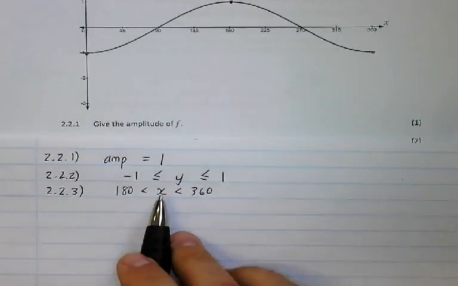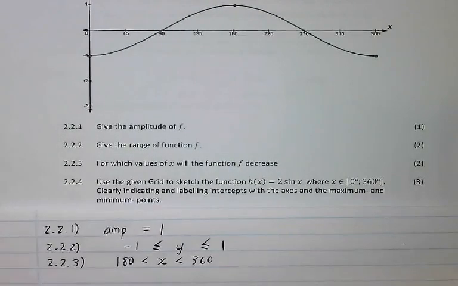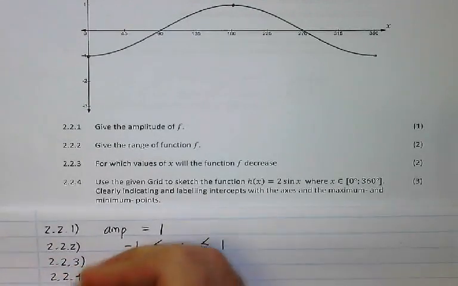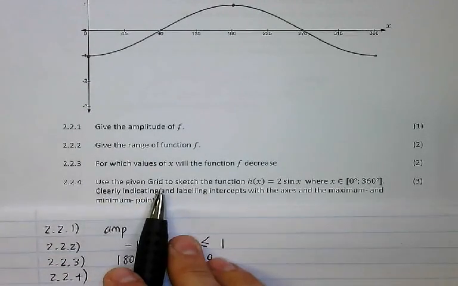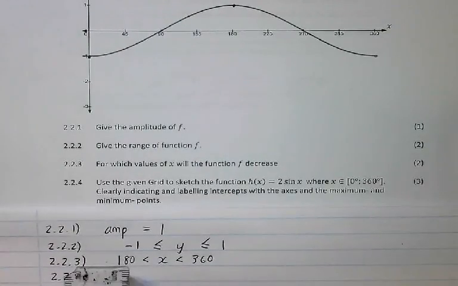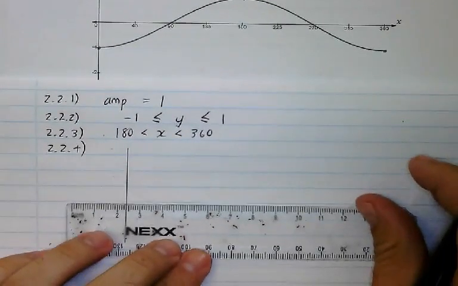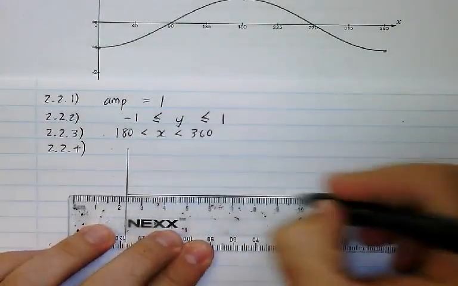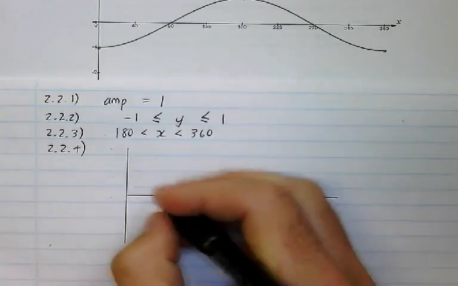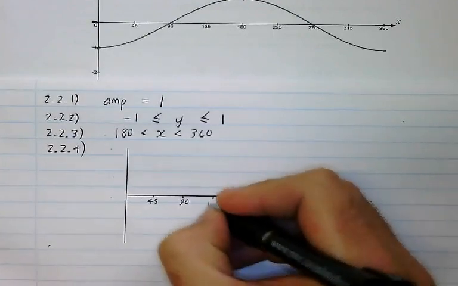2.2.4 then says, use a given grid, and we're going to just draw one for ourselves, to sketch the function h(x), which is 2 sine x, between 0 and 360. So very quickly, we would most likely be given a Cartesian plane for questions like this, but we can label it very quickly for ourselves. If we label it every 45 degrees, we're going to get our Cartesian plane ready for our points that we are going to plot.